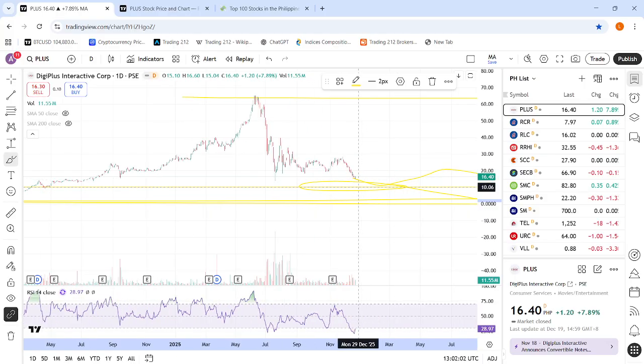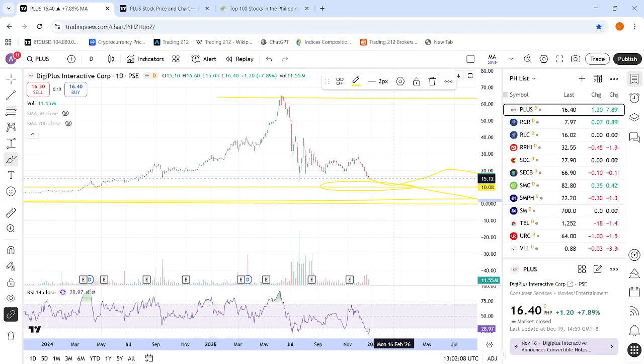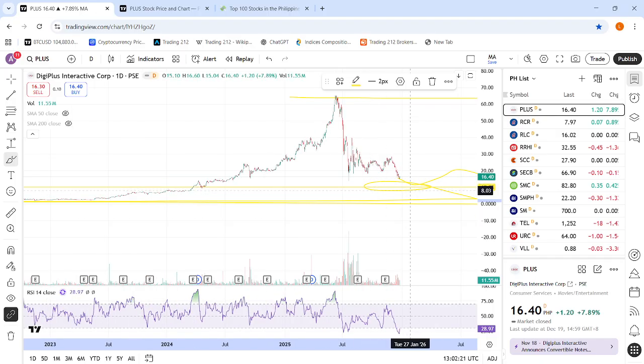Okay, so that's why we're very interested in this one. While the price is still a bit above this 10 that we are waiting for, you can already trade this one if you really want to buy. But remember, we have to be less aggressive at this price, because supposedly we are waiting for this 10 price.